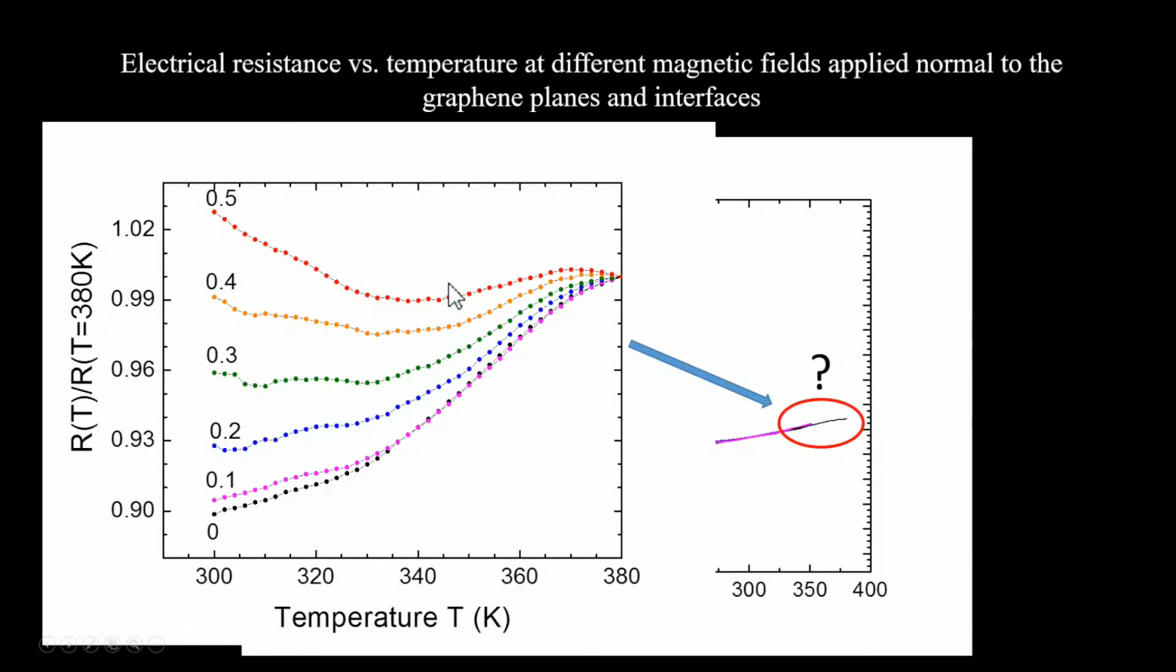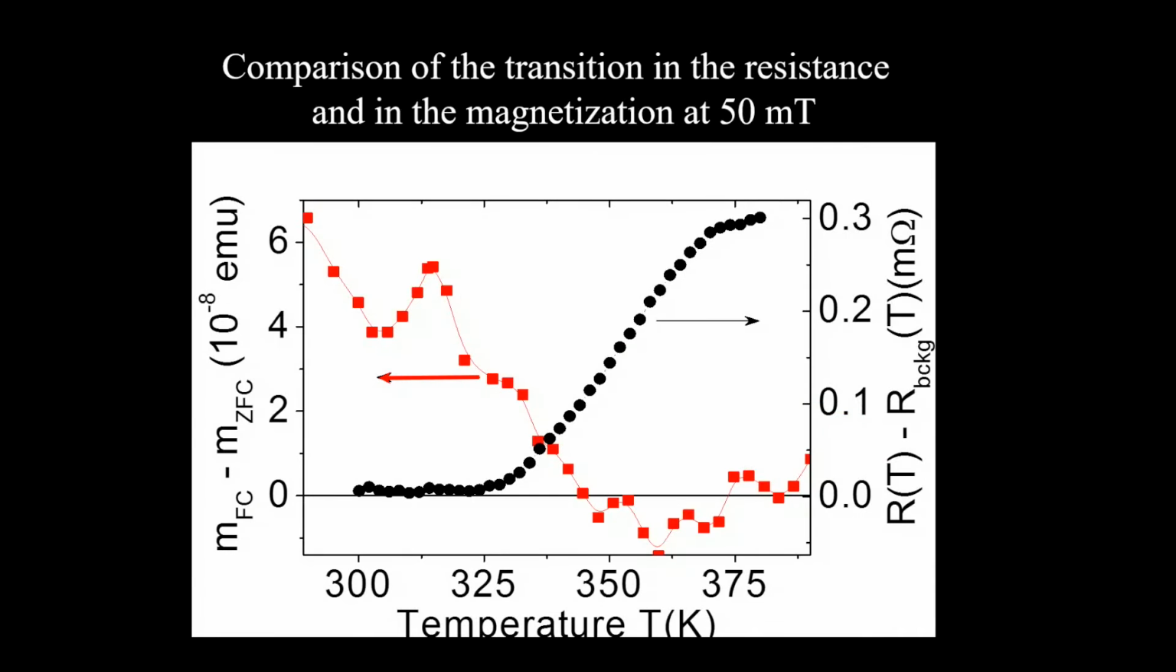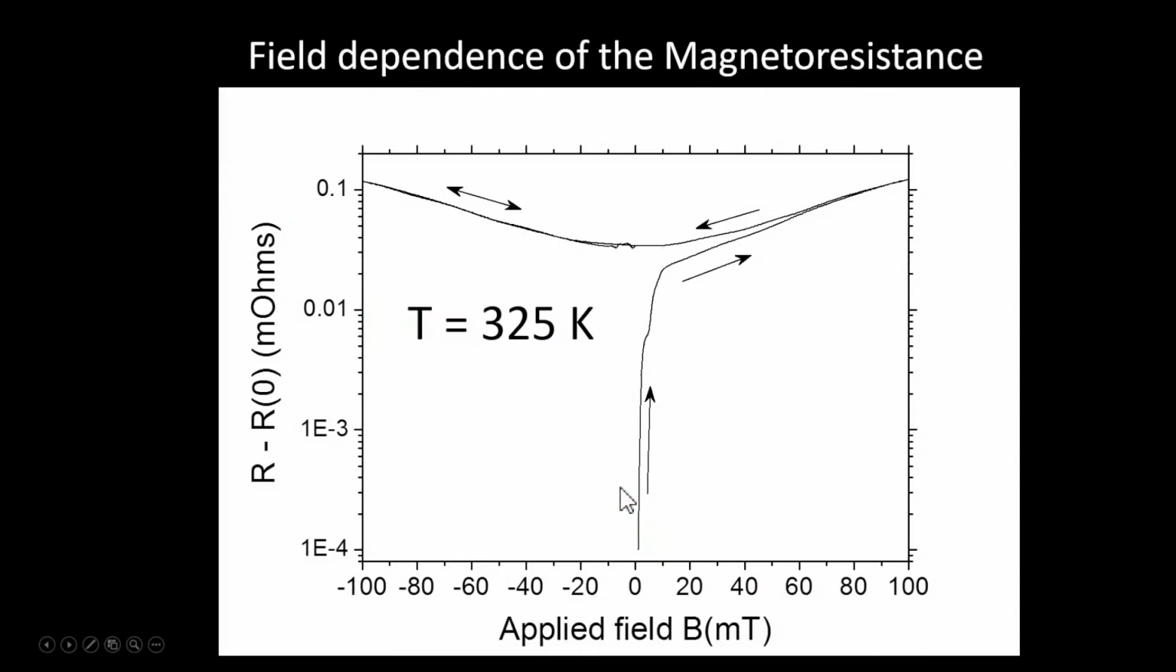Applied fields of the order of 0.5 Tesla do not clearly shift the transition to low temperature. Note that at higher fields, the large magnetoresistance at these temperatures makes the identification of the transition more and more difficult. If we subtract a linear temperature background, we get at zero field the following curve. The transition in the resistance is accompanied by the start of a hysteresis in the magnetization, as can be seen in this figure.